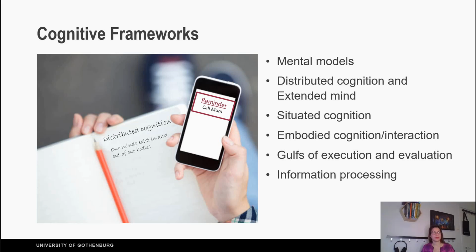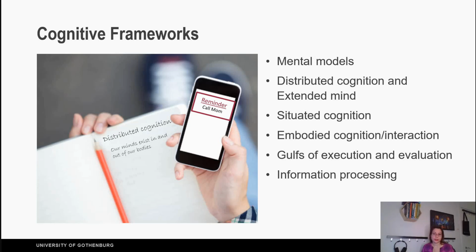A better example is an airplane cockpit, where the pilot and the co-pilot cognition merge together with the system cognition that they interact with. Situated cognition. In situated cognition, the mind is shaped based on the context and its environment.